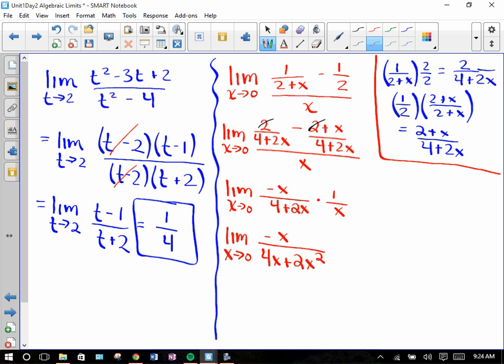X's. So this x is going to cancel out with this x and one of these x's. So I'm left with the limit as x approaches 0 of negative 1 over 4 plus 2x, which is going to be equal to negative 1 over 4. Right? Yes? Why did you do that? Because I plugged in 0 now, so 2 times 0 is 0.